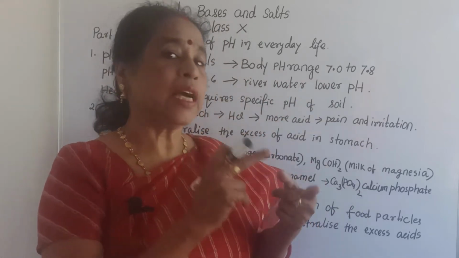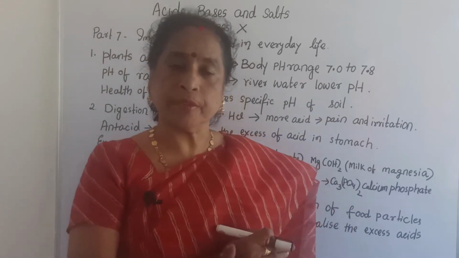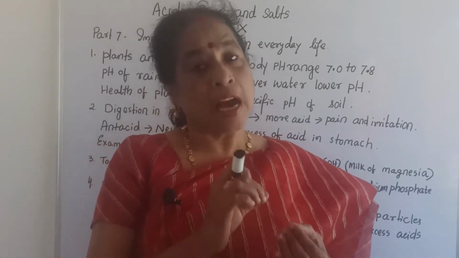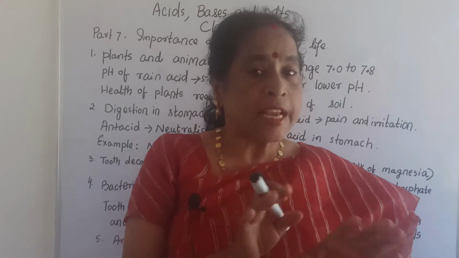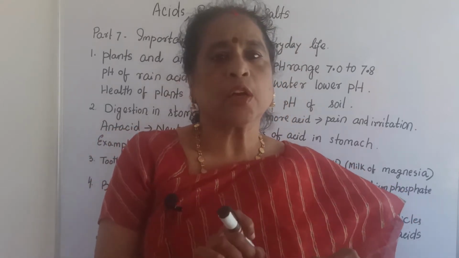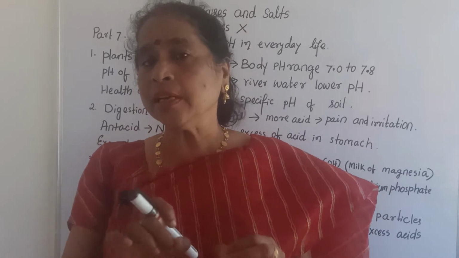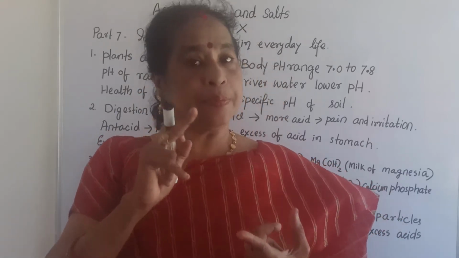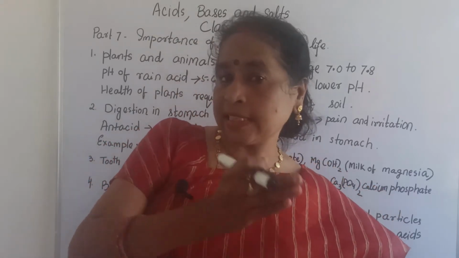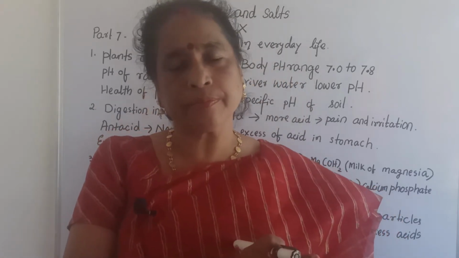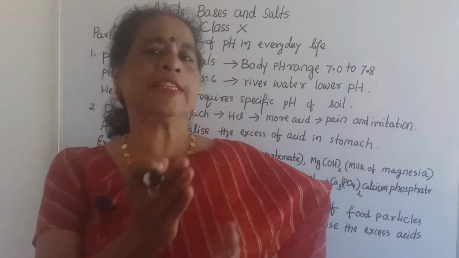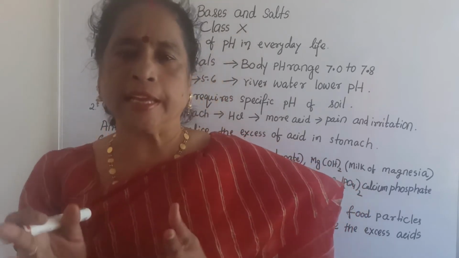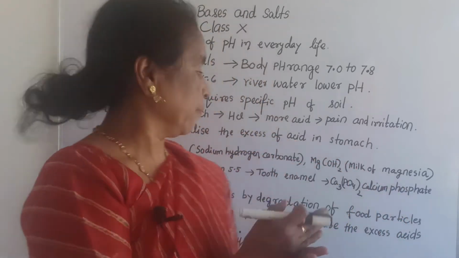Ca3(PO4)2 is the formula of calcium phosphate, and that is the hardest substance in our body. It generally never corrodes easily. Corrode means destroy easily. Only if the pH of the mouth decreases to less than 5.5, then the teeth start to decay. That is called tooth decay.